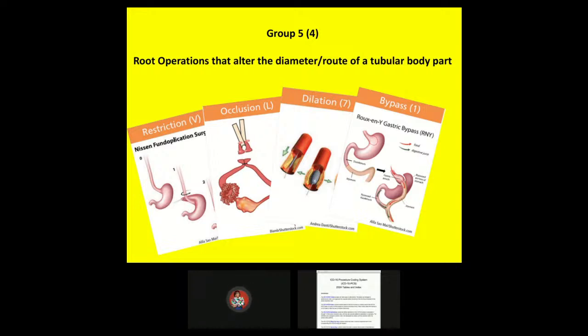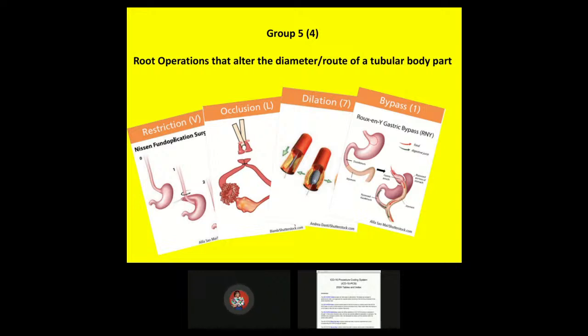Today, we are focusing on group number 5, which has 4 root operations. First, we have occlusion, which is completely closing an orifice or a lumen of a tubular body part. Then we have the opposite of occlusion, which is restriction. And if occlusion is completely closing, restriction is partially closing an orifice or the lumen of a tubular body part. Then we have dilation. Dilation is expanding an orifice or the lumen of a tubular body part.